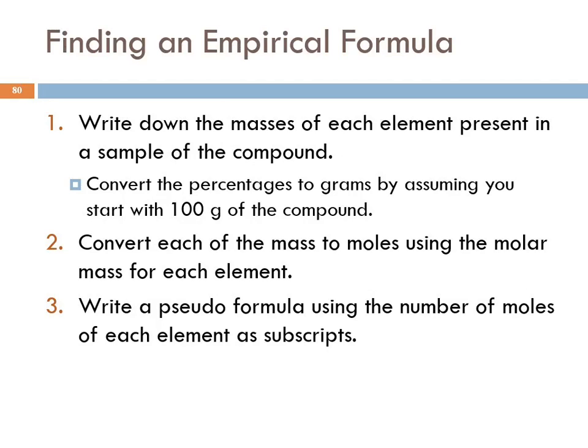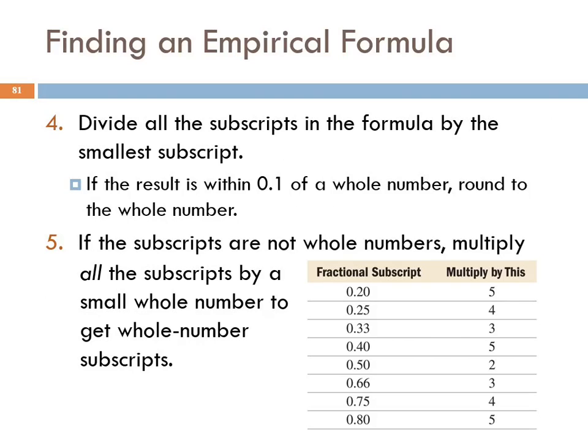Then we need to convert the masses to moles for each of the elements so that we get number of moles. Then your book says to write a pseudo formula using the number of moles of each element as subscripts. I'm not a big fan of that, but if you want to do that, go right ahead. Then you need to divide the number of moles by the smallest one to get whole numbers. If the result is within 0.1 of a whole number, you can round it to the whole number. But if it's like 3.2, you can't round that to 3. So it has to be within 0.1.